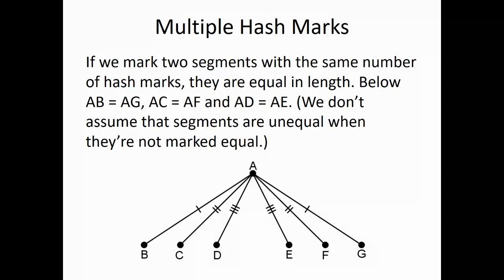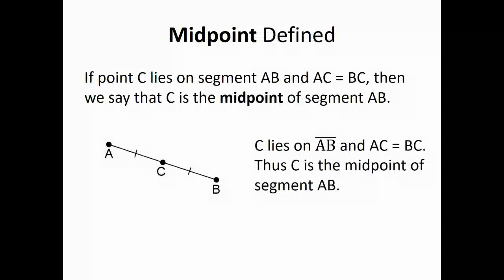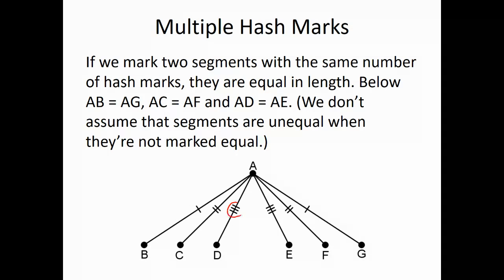And the reason we have those equal pairs, we know, is because they have the same number of hash marks on them. So for instance, the segment AD has 3 hash marks, and the segment AE also has 3 hash marks, so we have said that they are equal to one another.